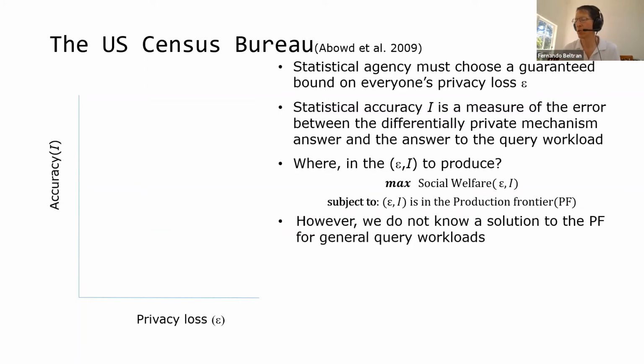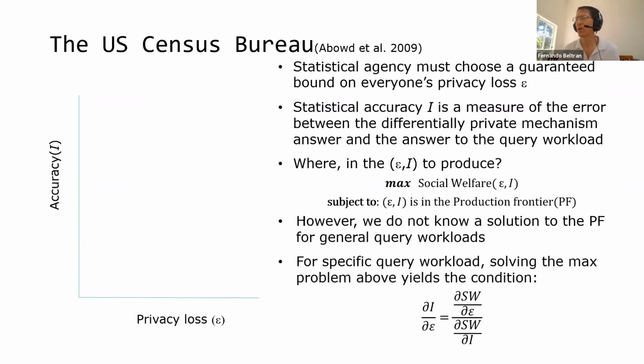Unfortunately, no solution is known for general queries. But for specific queries, for instance, count queries, which are one of the most basic queries, the analysis shows that at optimality, the solution must be such that the marginal rate of transformation on the left, as you can see on the screen, must equal the marginal rate of substitution on the right. But what does this mean?